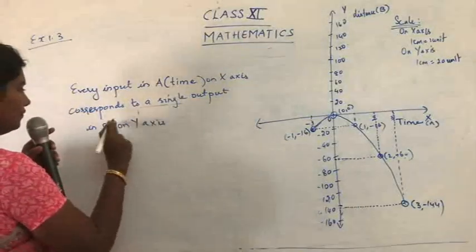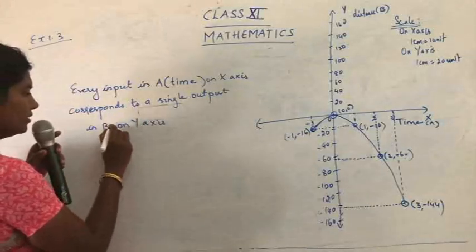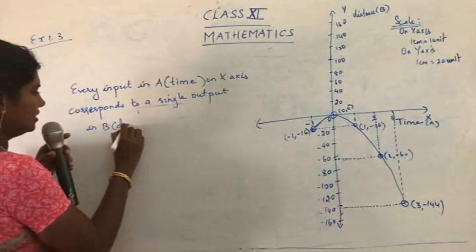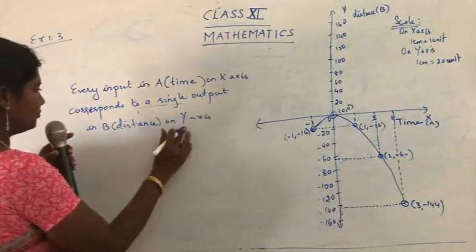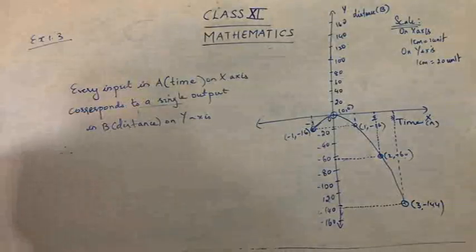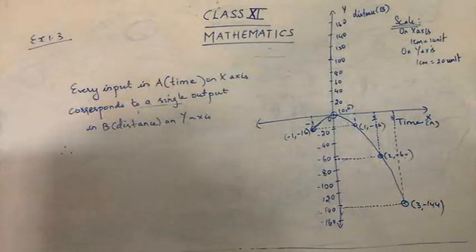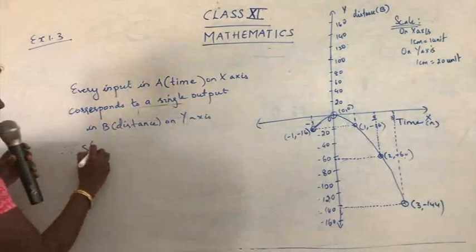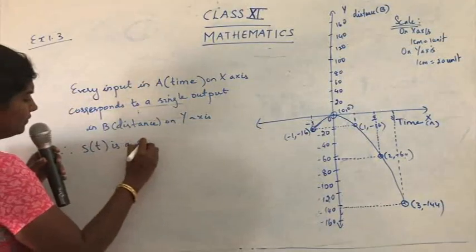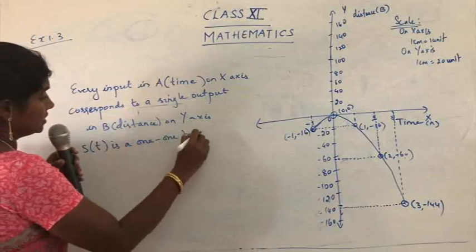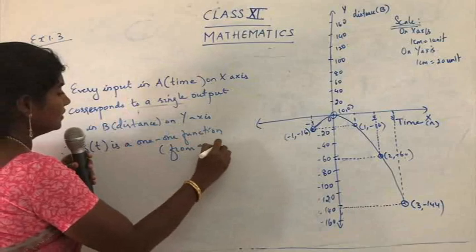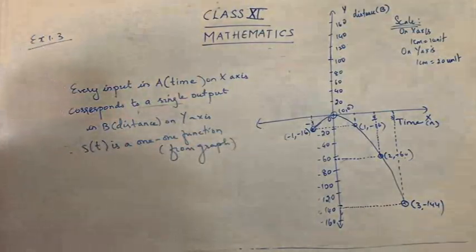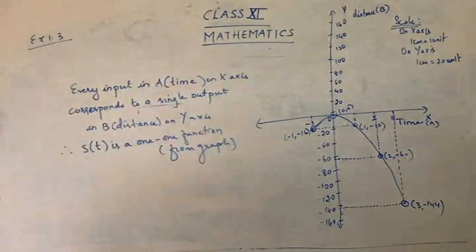Therefore, in B, what do you have to write? B is the distance, yes. So B is the distance on the y-axis. Therefore, f is one-one, but what is f here? What is the function taken? S of t. Therefore, S of t is a one-one function. This is from the graph. The previous case I explained from the definition. Now this is from the graph.